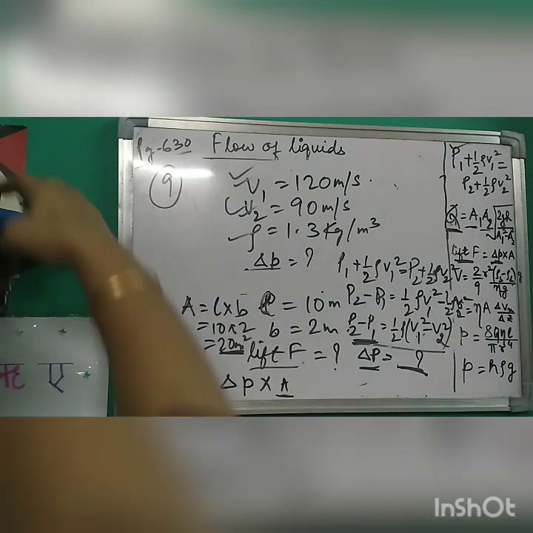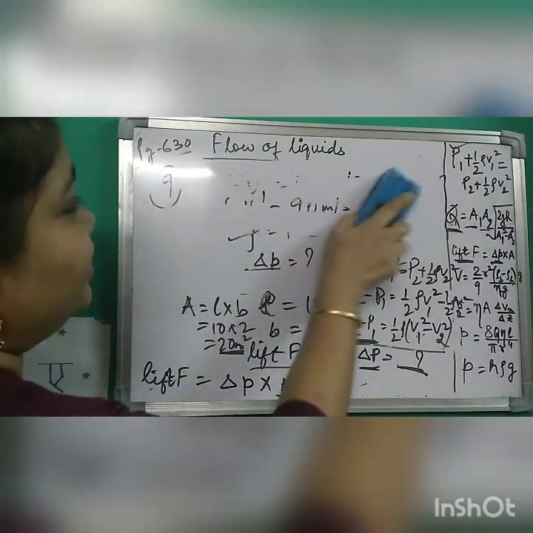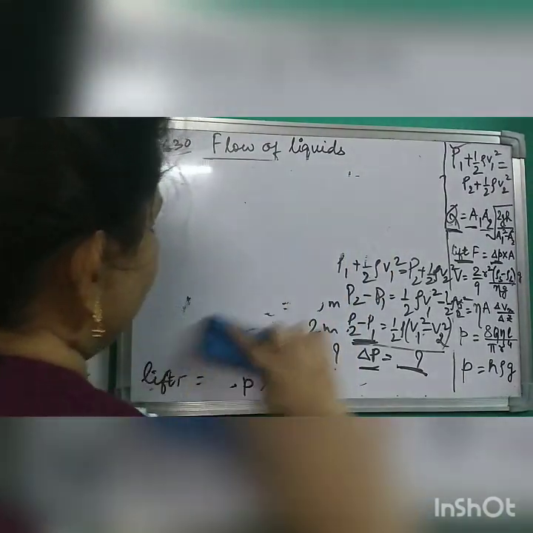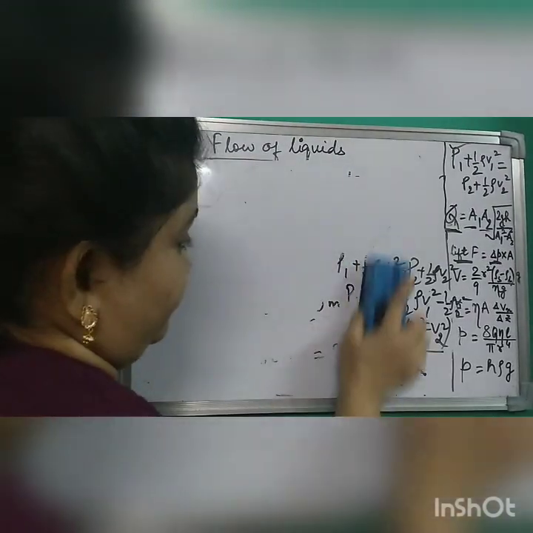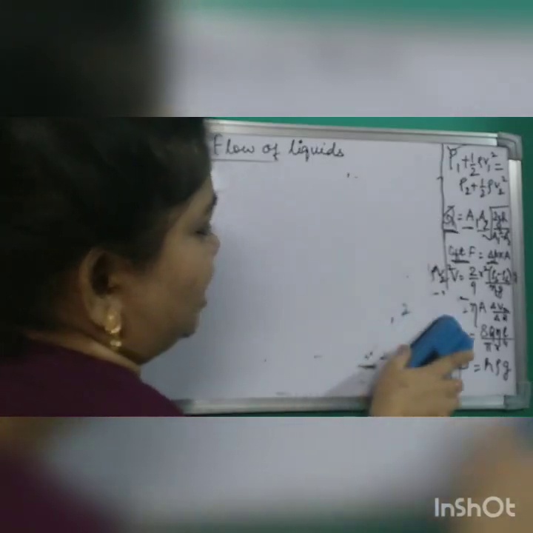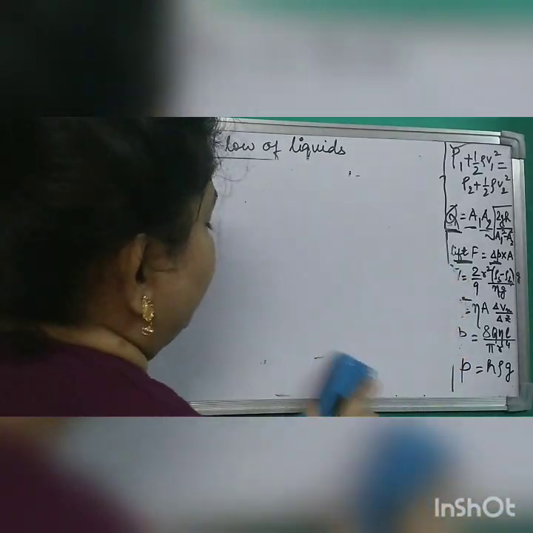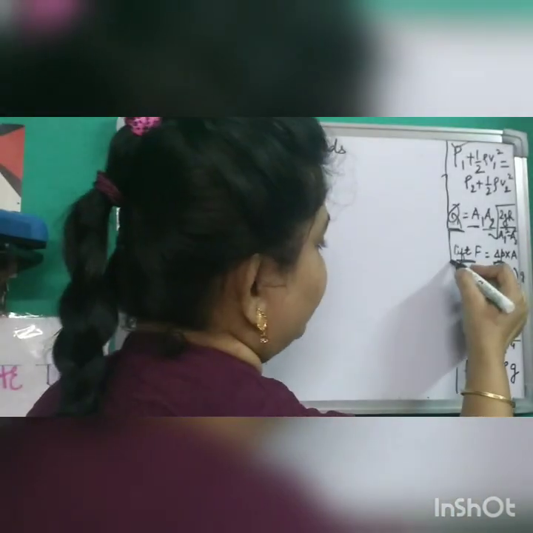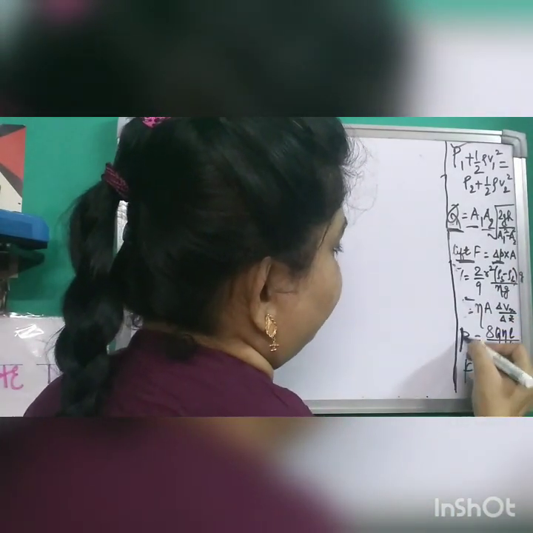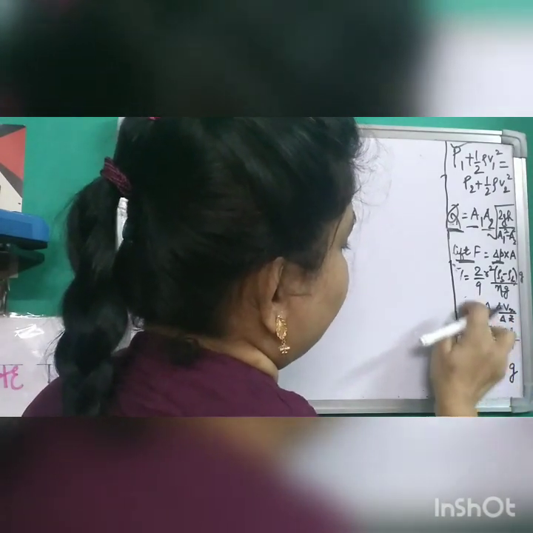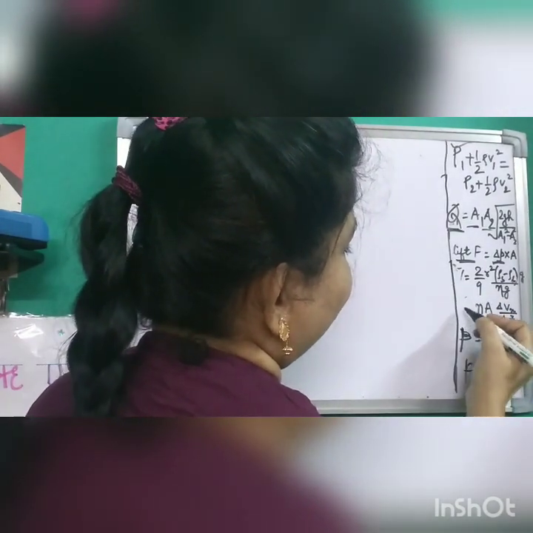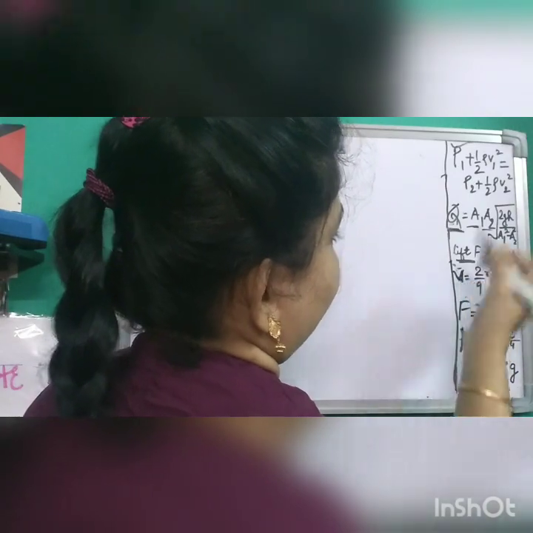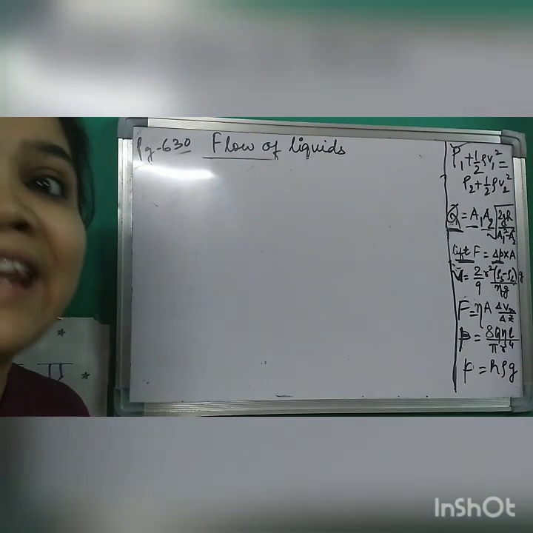Now students, sum number 10 is exactly the same as sum number 9, so you have to do that yourself. Go through how I have solved sum number 9, and please solve sum number 10 yourself. Remember that. My formulas have just gone, so let me correct it. Now let's do sum number 11.